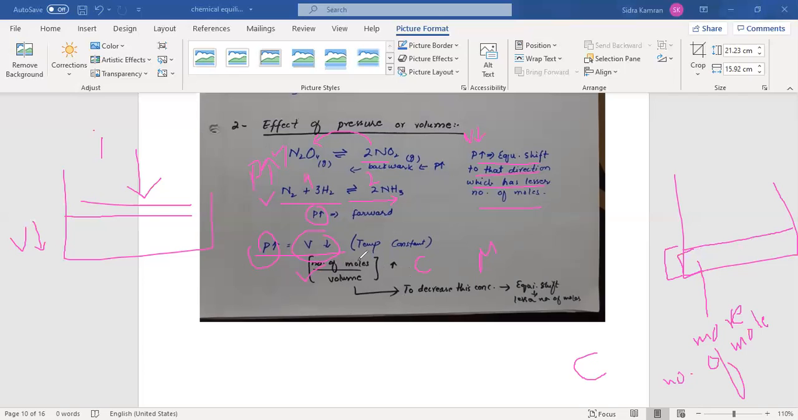So if you want to decrease that concentration, what do you have to do? You have to shift the equilibrium towards the lesser number of moles. Because by decreasing volume, it looks like the concentration is increased, but in reality this does not happen. By decreasing volume, the number of moles per unit volume is considered increased. So to decrease that concentration, equilibrium will shift towards the lesser number of moles. That's why equilibrium shifts, to maintain its equilibrium state.